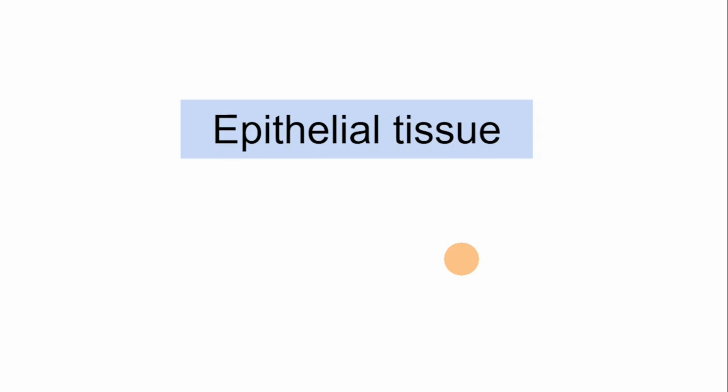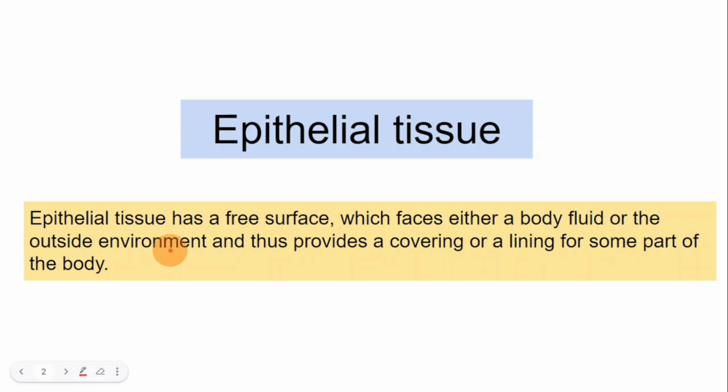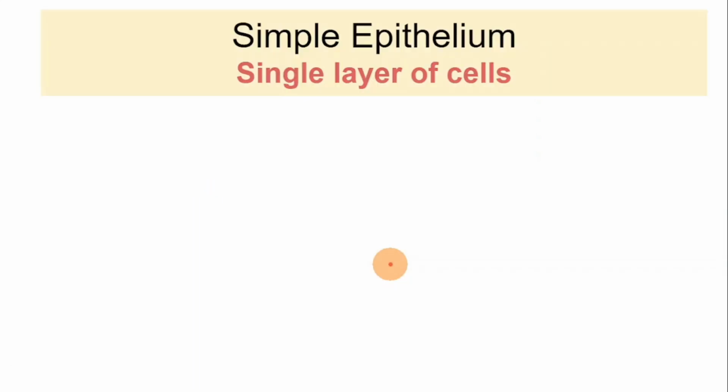So what are epithelial tissue? Epithelial tissues have a free surface which faces either a body fluid or the outside environment and thus provides a covering or a lining for some part of the body. So, as you see the examples and classification, it will be clear to you the role of epithelial tissue. They are classified into simple epithelium and compound epithelium.